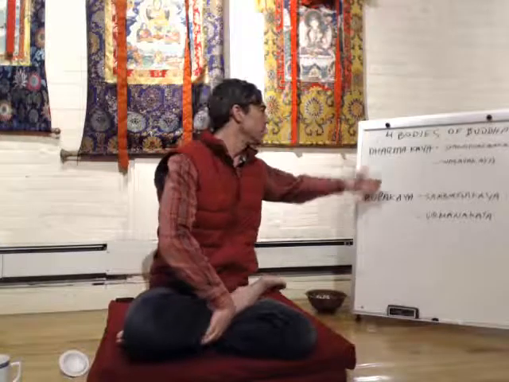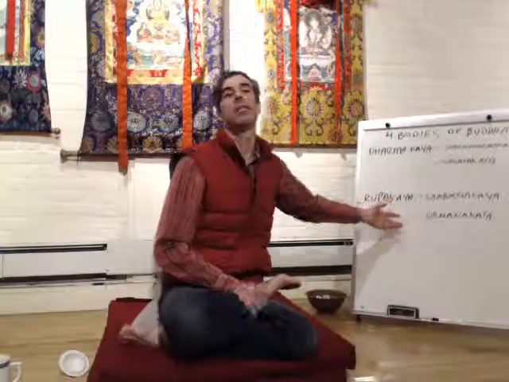When you achieve this, you've attained Buddhahood. What a Buddha does in their job description is they abide in all four of these, and they're sending out emanation bodies all the time to help everyone.